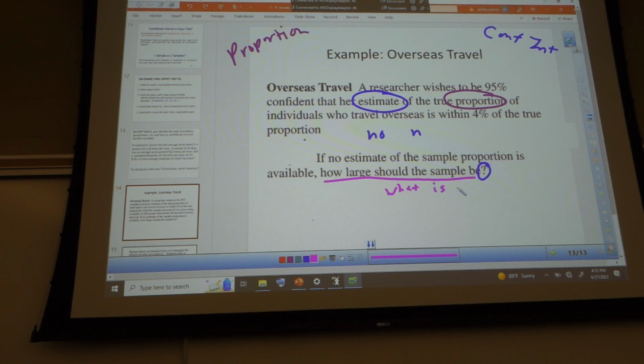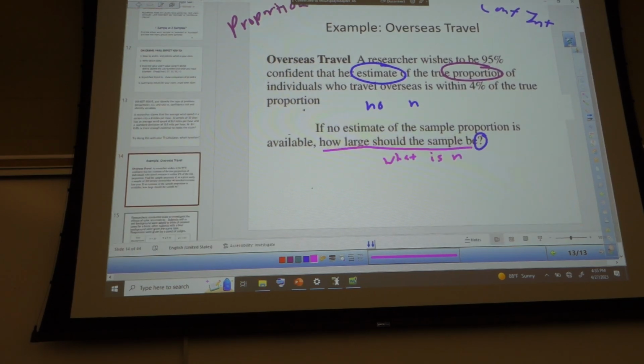So this is a find n problem. It's in your yellow sheet. What's the formula for that? Find n equals p hat q hat, times the critical value divided by the error, and it's squared, right? Exactly. All right. So for this one, a couple things.